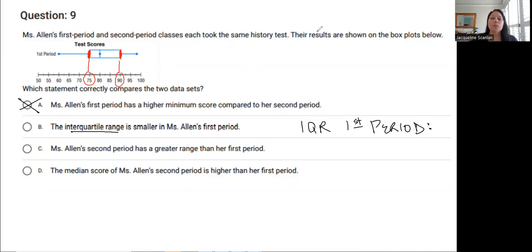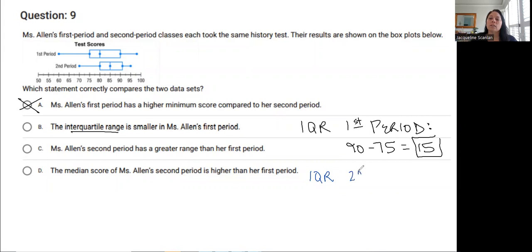So for her first period, I would do 90 minus 75. And I get 15. That is called the interquartile range. It's the distance in between the two lines that create your box. It's how far apart these two numbers are. All right, that's called the interquartile range. Now I'm going to do the same exact process for her second period class. So to find the IQR of her second period, I'm only going to look at the bottom box plot. So I'm going to block out the top one and forget about it for now.